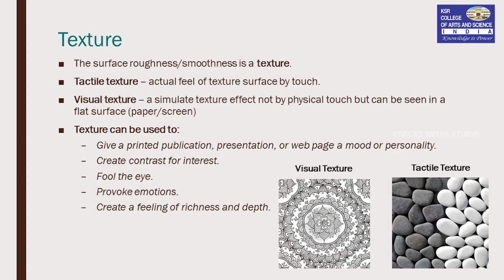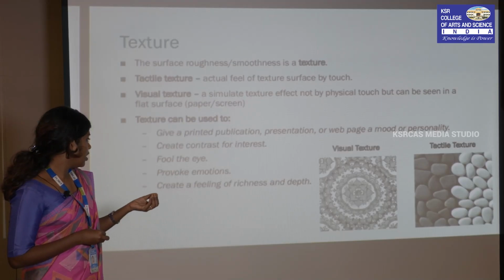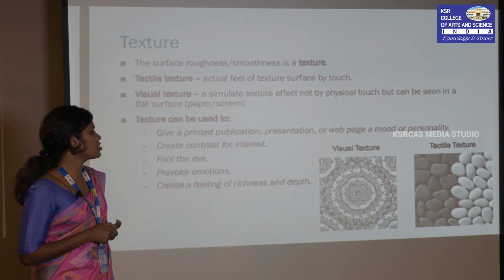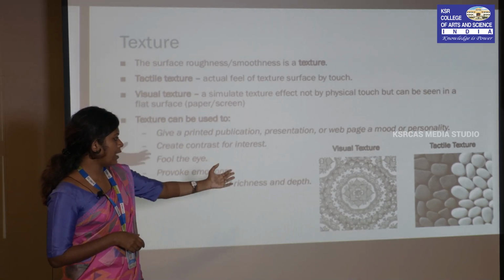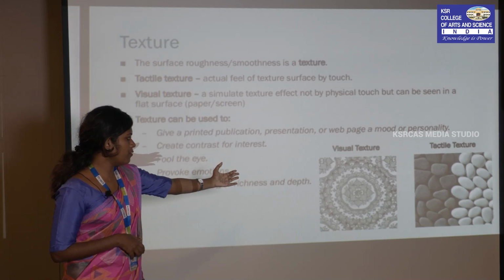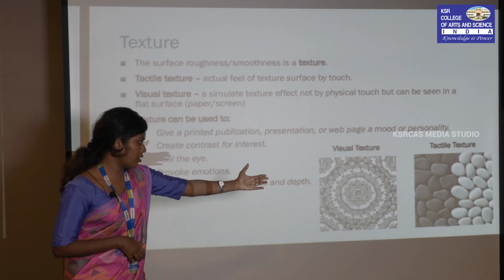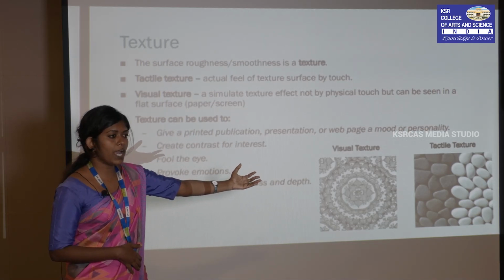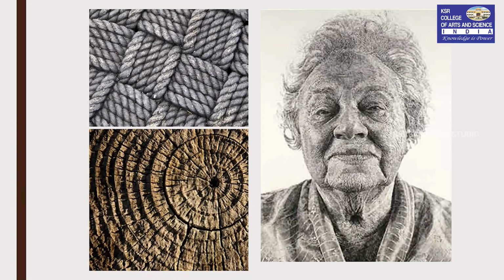Texture can be used to give a printed publication, presentation or web page a mood or personality. It also helps to create contrast for interest. It helps to fool the eye. It also provokes emotions, and it creates a feeling of richness or depth. There you can see an example of visual texture and tactile texture. As you see the tactile texture image, you can feel how the image would actually feel if you touched it. These are a few examples of creative use of texture.